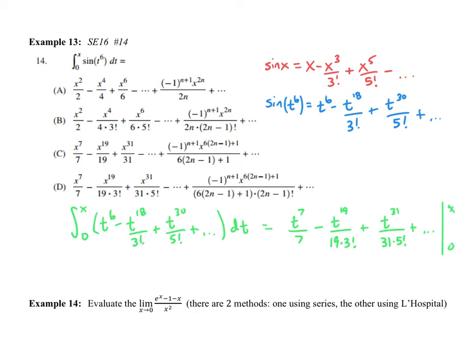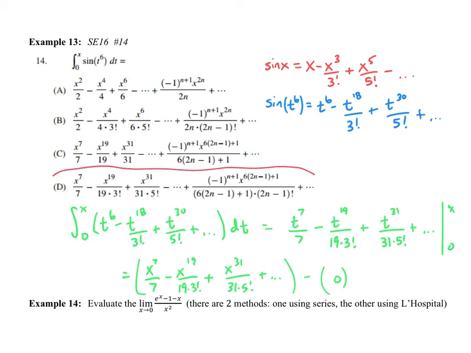x. So when we substitute in x, we get x to the 7th divided by 7 minus x to the 19th divided by 19 times 3 factorial plus x to the 31st divided by 31 times 5 factorial, and so on. We don't have to worry about a plus c because it's a definite integral. And then, of course, this would be the upper evaluation, and then the lower would be just 0. So we end up getting, in the end, option D.